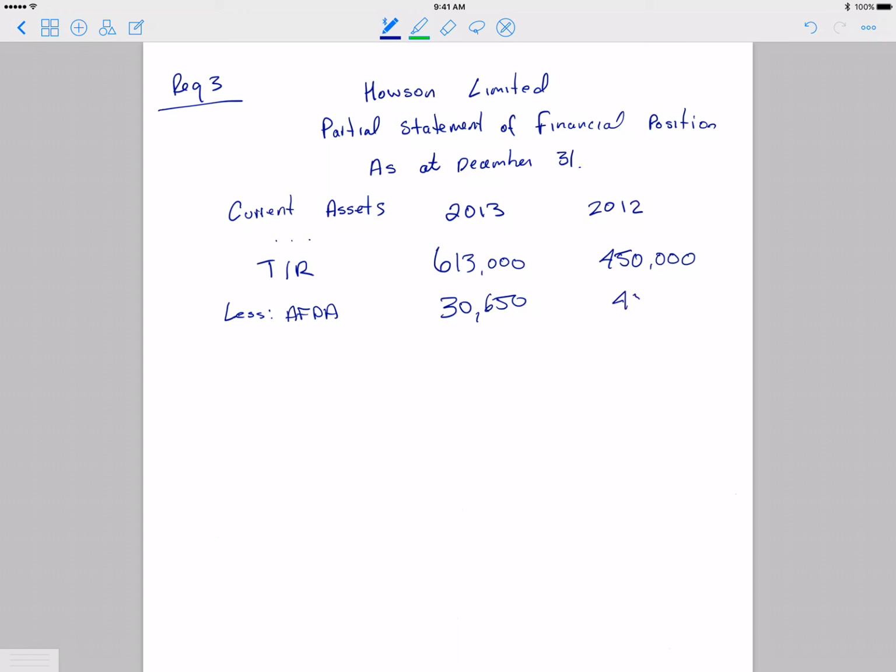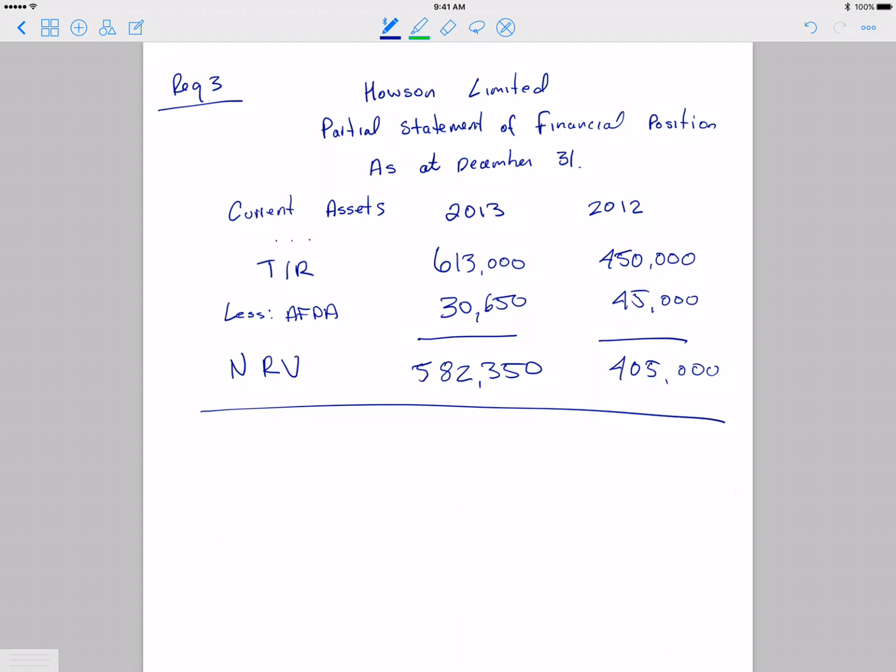$30,650 and $45,000. And what this gives us is the net realizable value of our trade receivables. Doing this simple calculation, we get $582,350 and $405,000. And that's it for requirement 3.